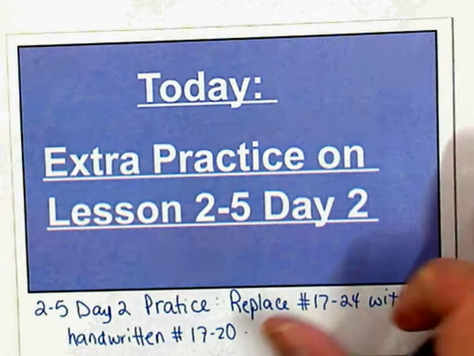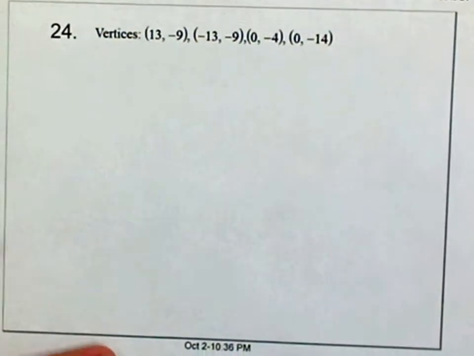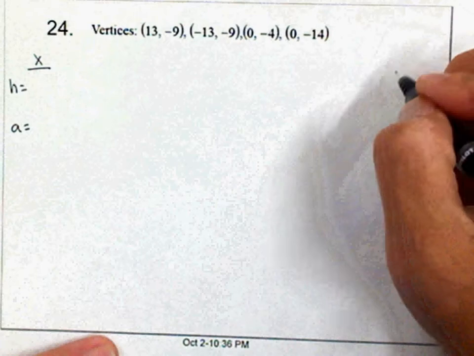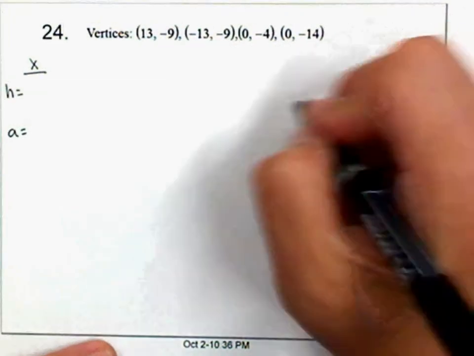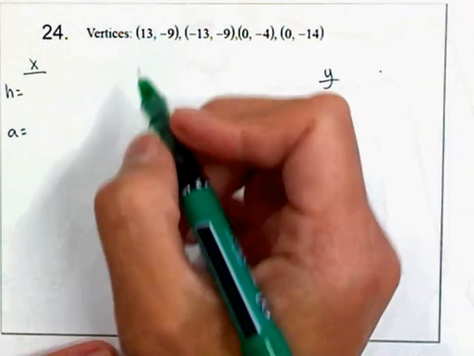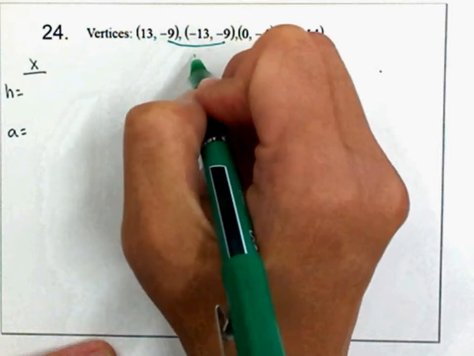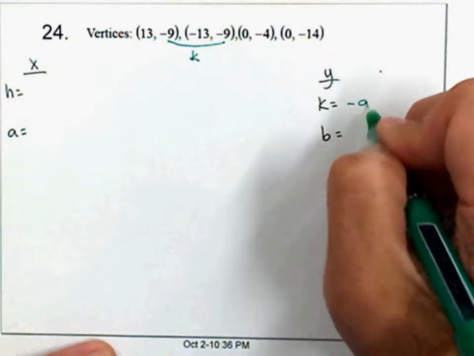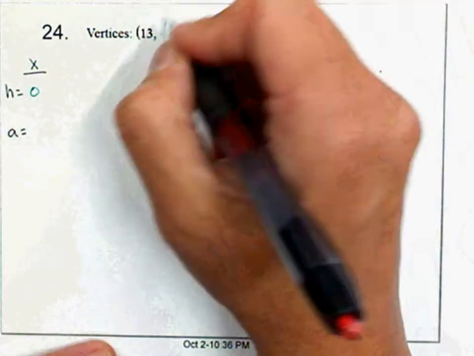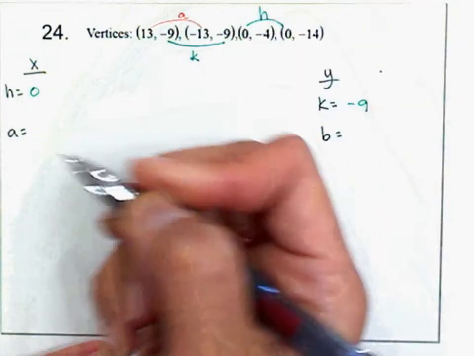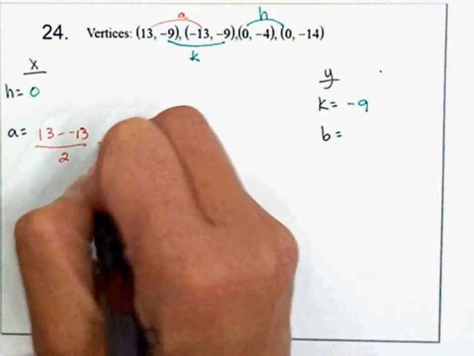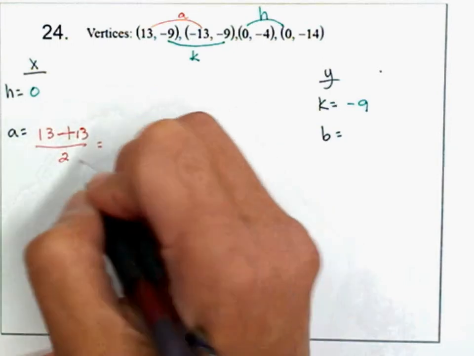All right, let's look at number 24. Here we go. X, H, A. I'm going to write y over here. I seem to not have enough room over there. Y is k and your b. All right. Let me see. Oh, these are the same. Y, so there's your k, negative 9. 0, 0 is your h, because they're the same number. So 13 and negative 13 is your a, because that's in the x. So 13 minus negative 13 divided by 2. 13 plus 13 is 26. 26 divided by 2 is 13.